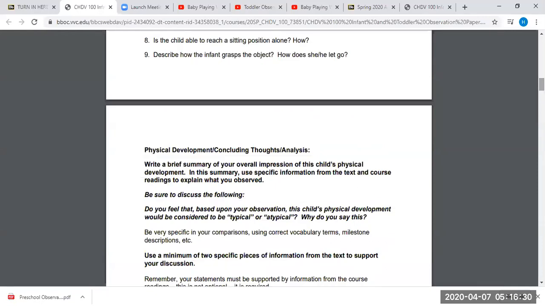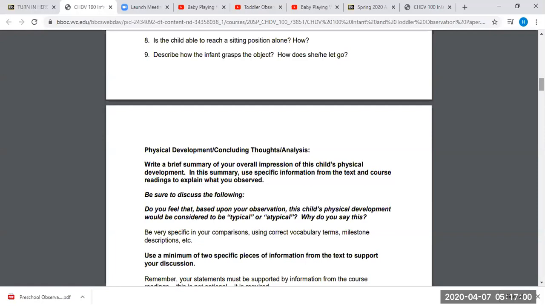At the end of every developmental domain, you're going to write your concluding thoughts or analysis. It says write a brief summary. You know I like detail, so I want some meat in this area too. You're basically summarizing the above information, connecting it to your textbook or the PowerPoint, and you need to be citing in APA. I'm going to be looking for that.